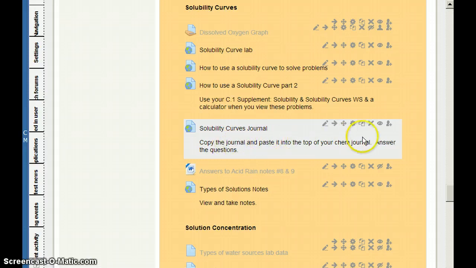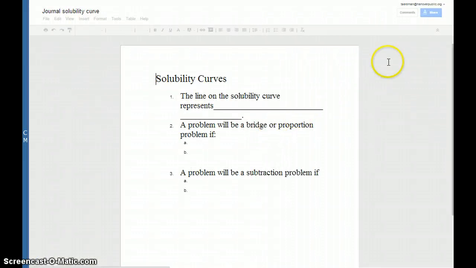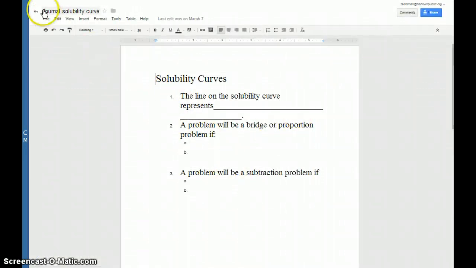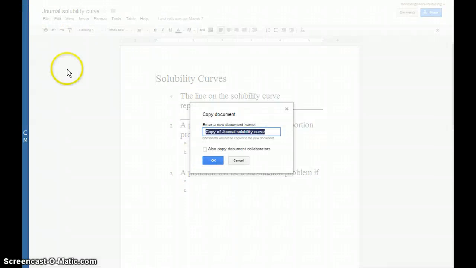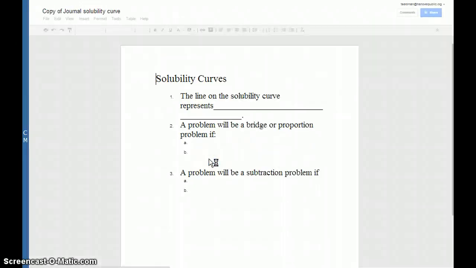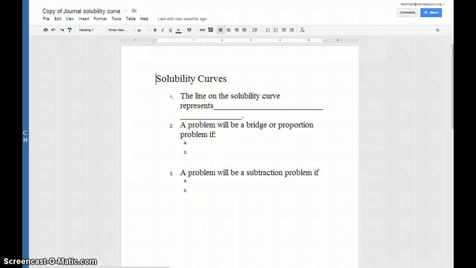Copy the journal and paste it in the top of your chem journal. That is an ongoing dialogue that I have with students. So when they click on this, it opens up this file, and in Google Docs they just need to go up to File and then make a copy of that if you want to put it in a normal or new document for them, and then they could put their names on it or share it however you'd like them to share it.